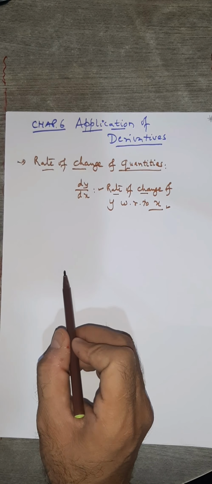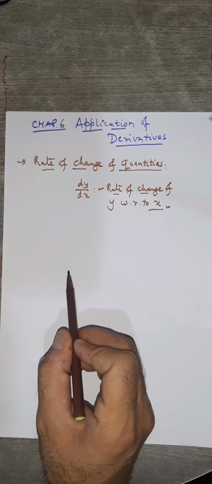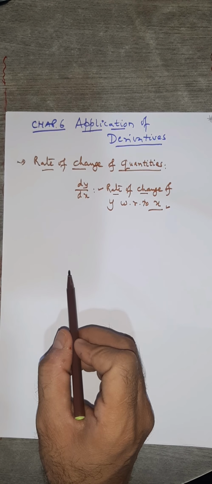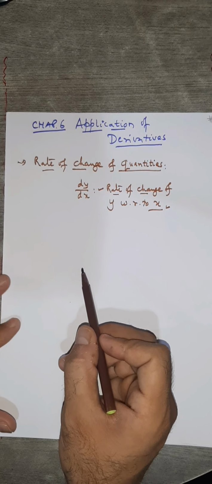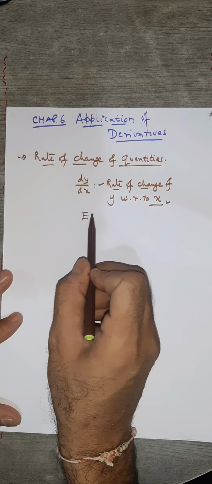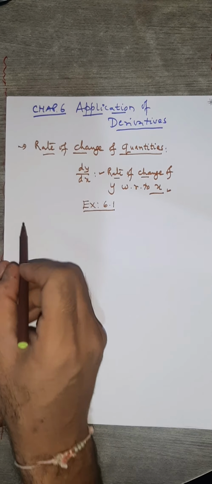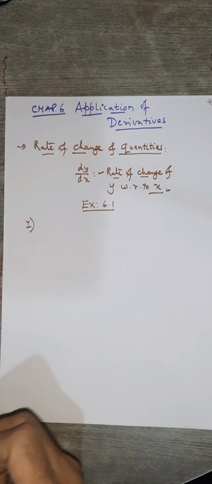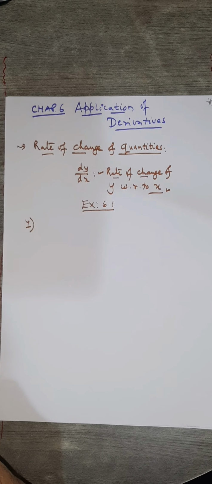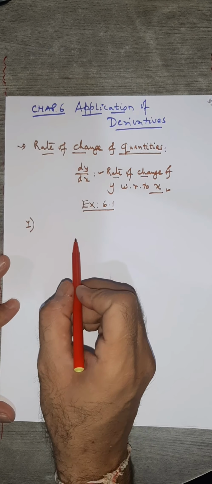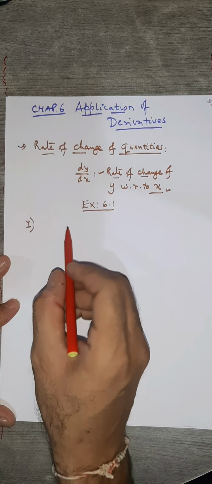So with this reference we directly go to the first exercise here. It's just based on simple derivatives, you will see. So I'll write exercise 6.1, the first question. Let's see what it says. Find the rate of change of the area of a circle with respect to its radius when you have r equals 3 and r equals 4.